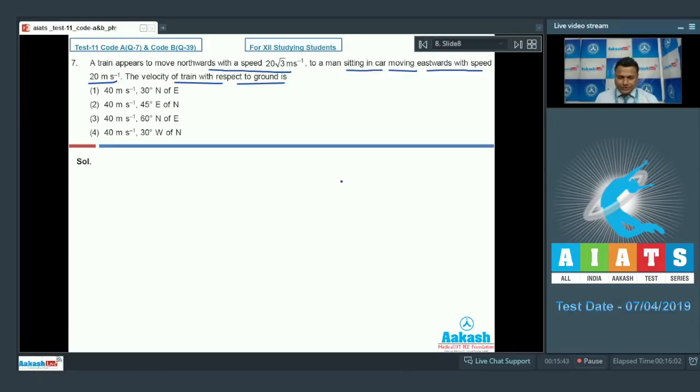Now according to question, this is the man moving with speed Vm with respect to ground, and that is 20 meter per second. And with respect to this man, the train appears to move in north. So speed of train with respect to man is given, 20 under root 3 meter per second. Now we have to calculate the speed of train with respect to ground.